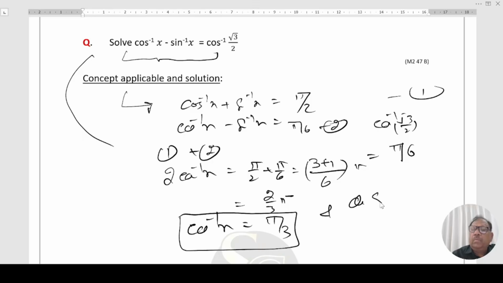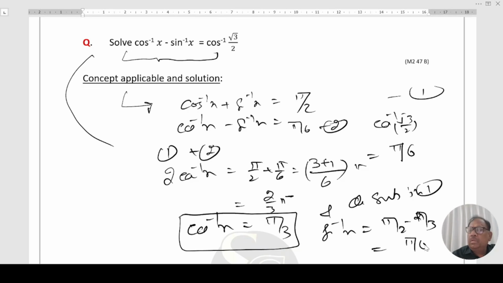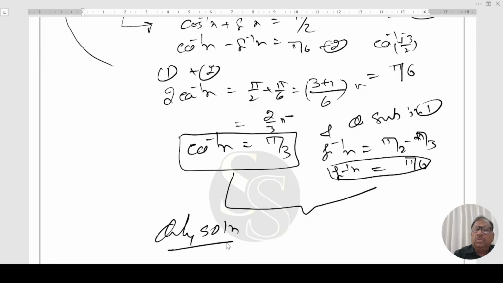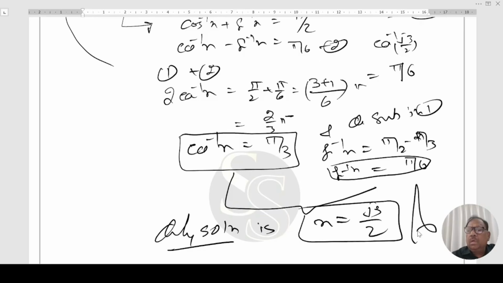And on substituting in 1, sin inverse x comes out to be pi by 2 minus pi by 3. That is pi by 6. Sin inverse x equal to pi by 6. Means only solution is x equal to root 3 by 2. This is the answer.